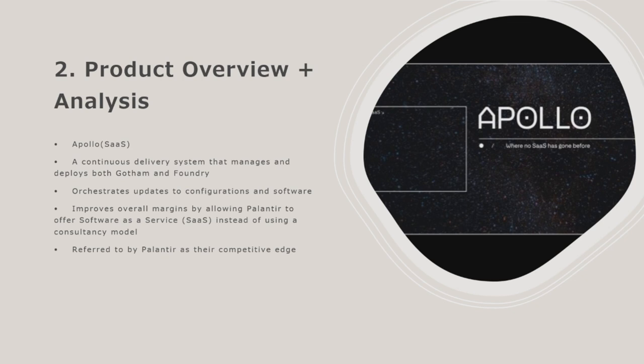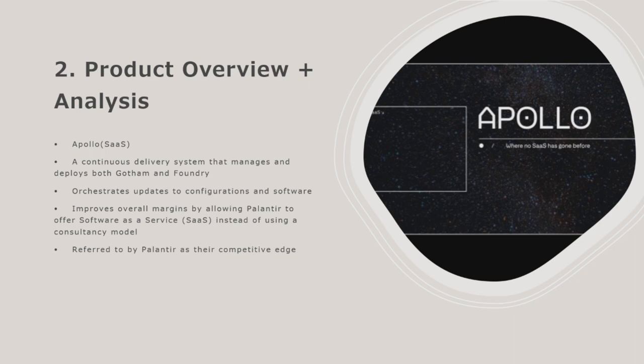Last but not least is their Apollo product line. That is an SaaS, or software as a service, type of product. And this is a continuous delivery system that manages and deploys both Gotham and Foundry. So kind of like the integration behind those two.